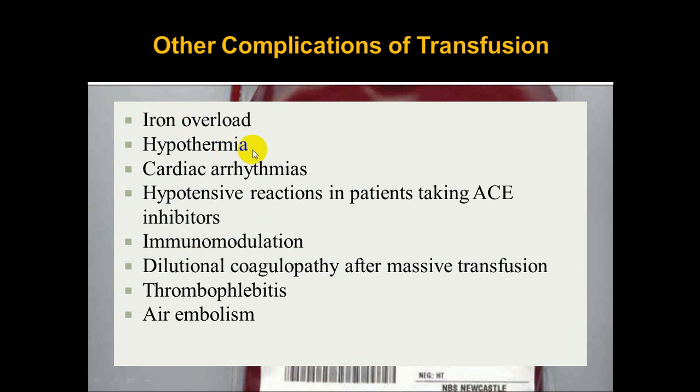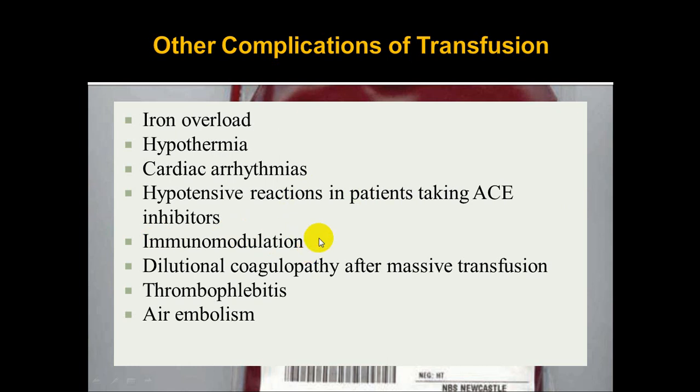Hypothermia: the blood component should be compatible with the temperature of the patient. In fact, there is no such thing as warming the blood with a kettle. There is a hot stream warmer, which warms the blood to make it the same temperature as the body, to avoid hypothermia. Cardiac arrhythmia, yes, can occur. Electrolyte disturbance. Hypotensive reaction in patients taking ACE inhibitors.